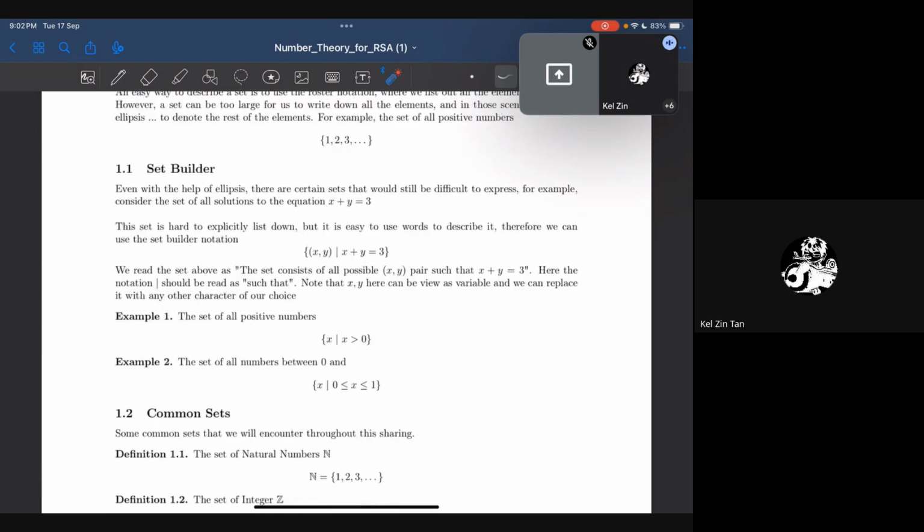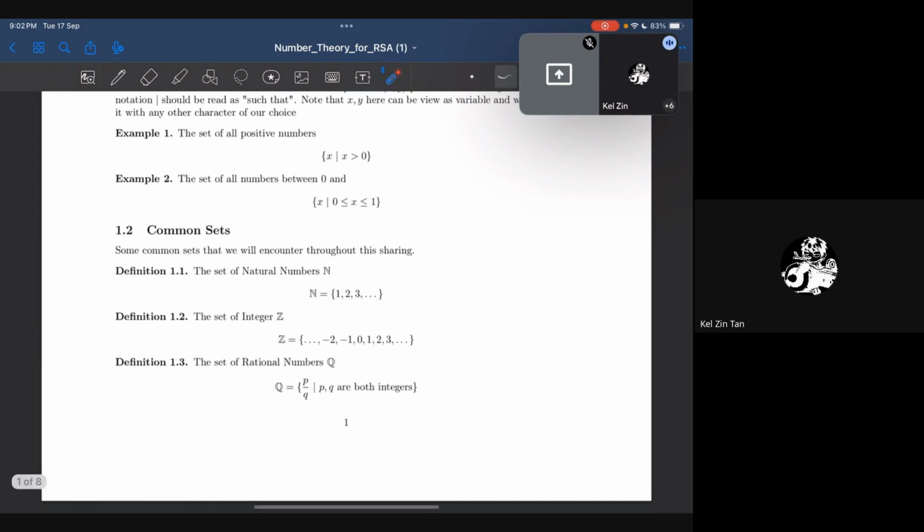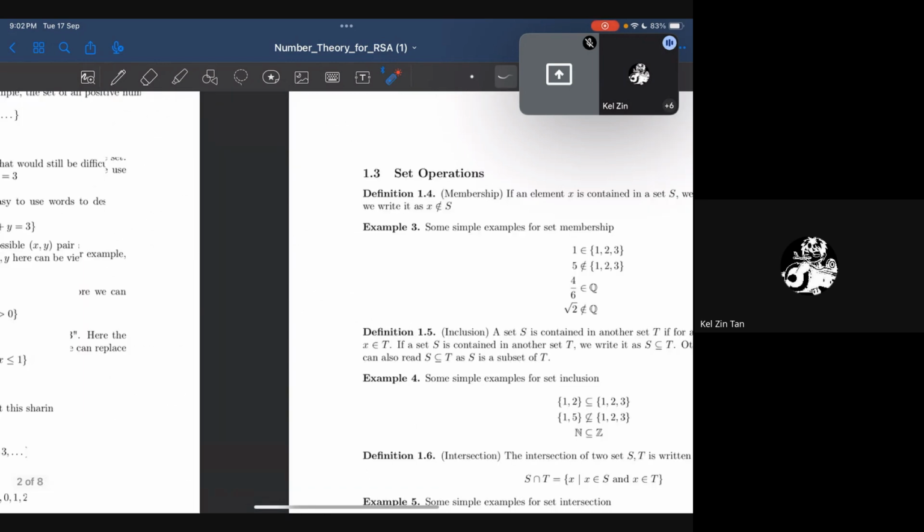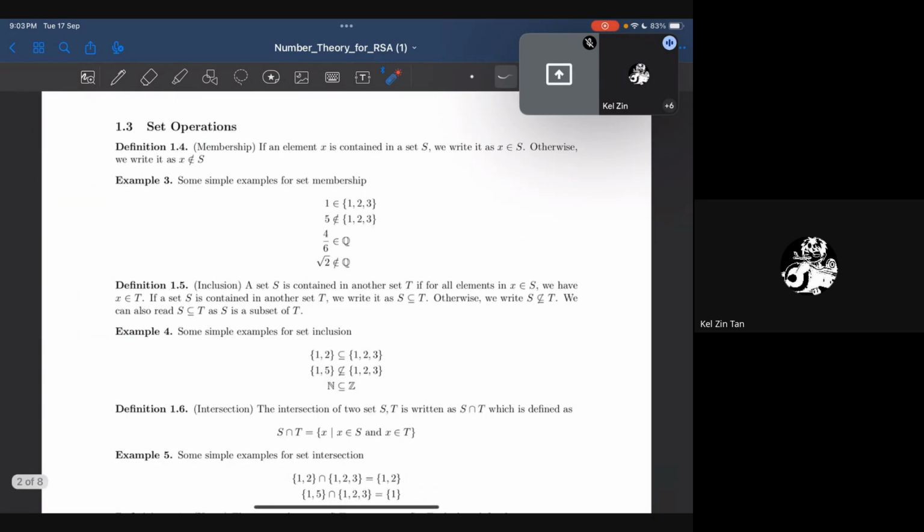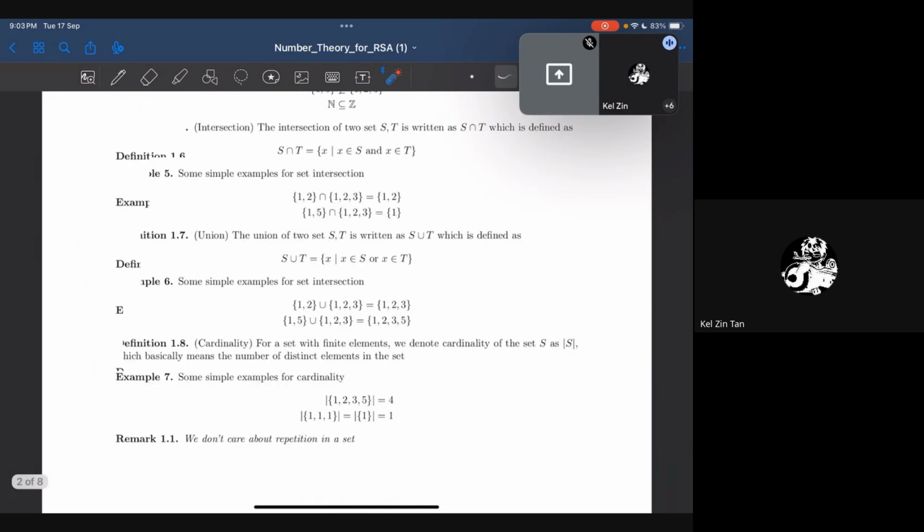I will not teach this again, so you can just look at all the things, whether you are sure of it or not. So membership, inclusion, and then intersection, union.